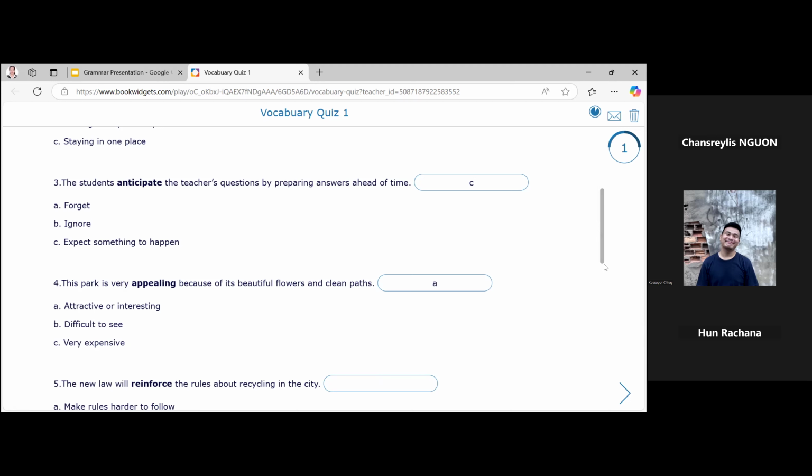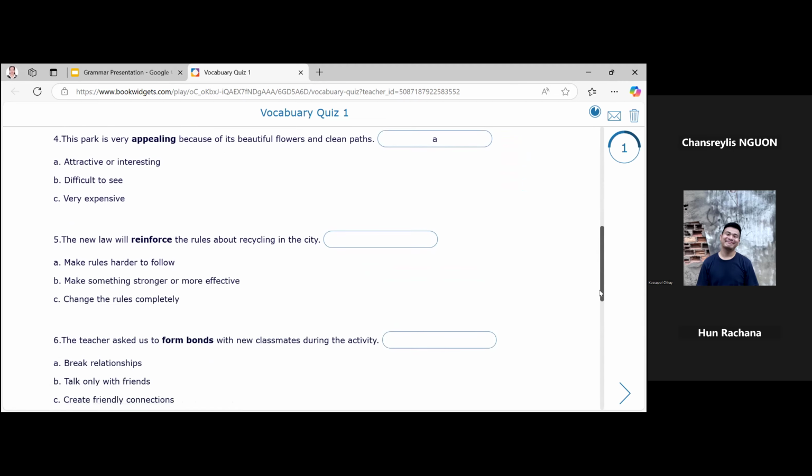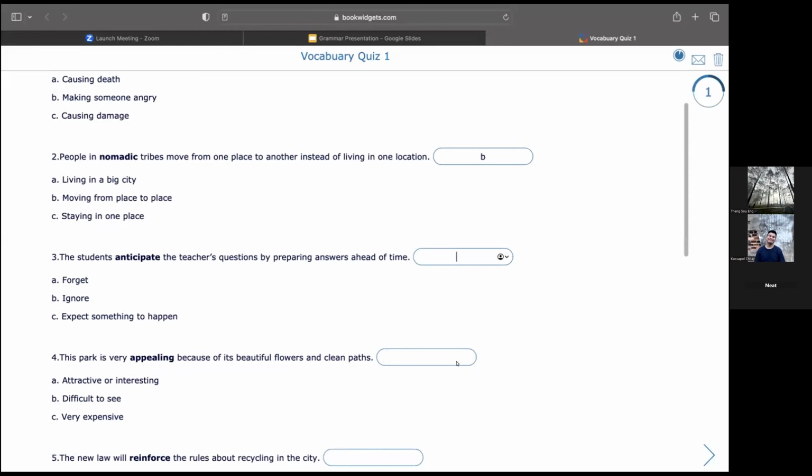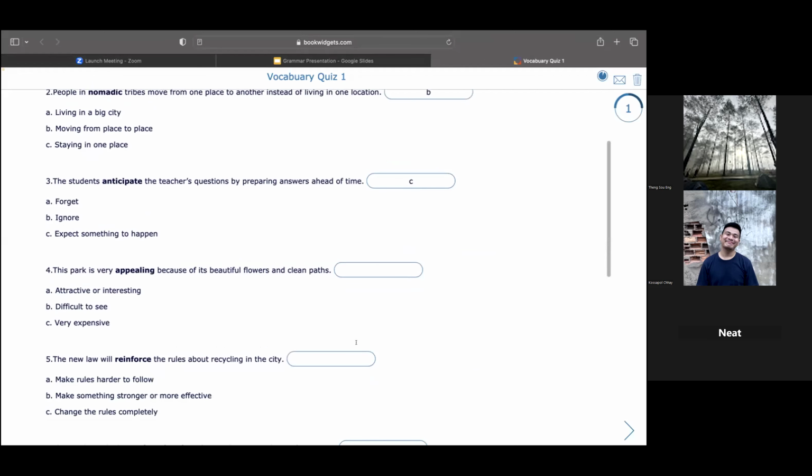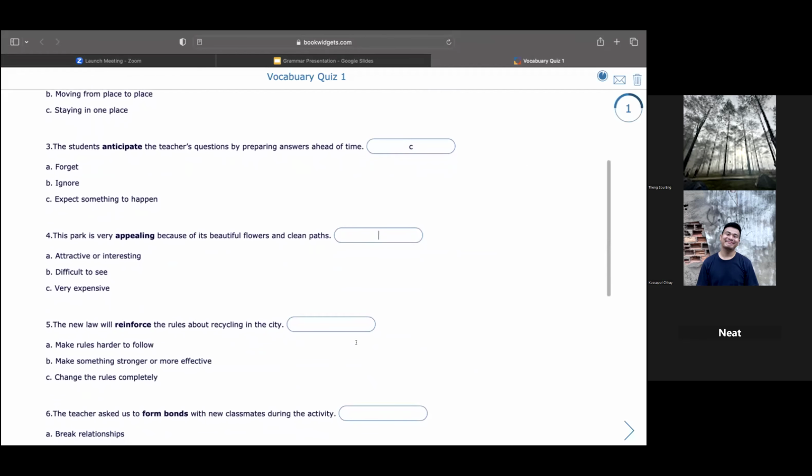Bong, are you about to scroll? Yes, here. C, expect something to happen. This park is very appealing because of its beautiful flowers and clean paths. A, attractive or interesting, right? Appealing.